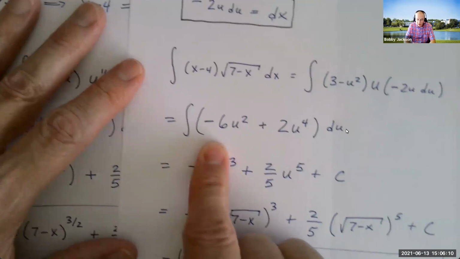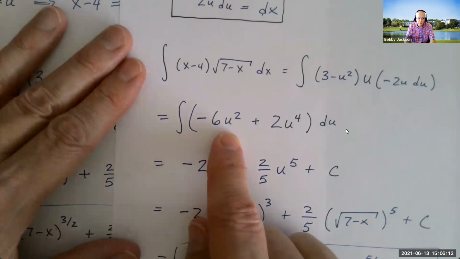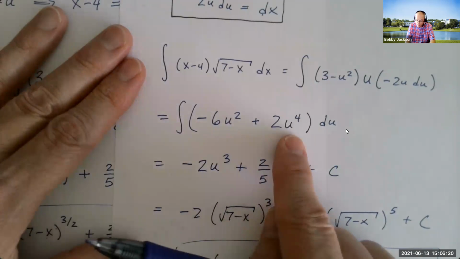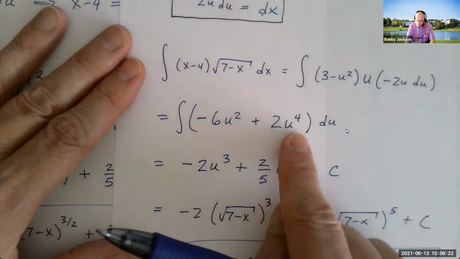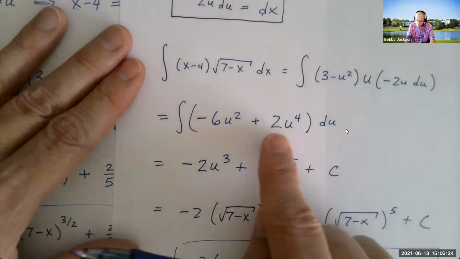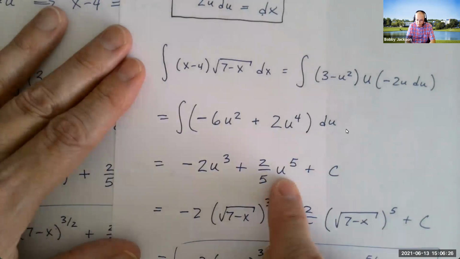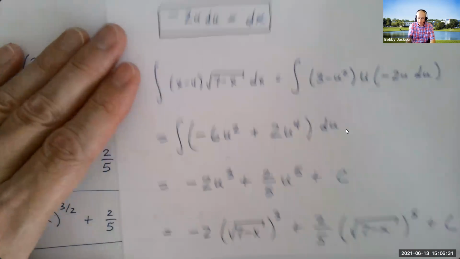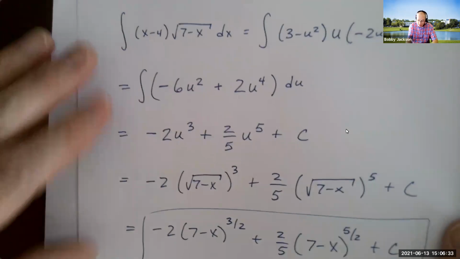All right. What's the antiderivative of -6u squared? Well, the antiderivative of u squared is u cubed divided by 3. 3 goes into 6 2 times, so I'll get -2u cubed. Antiderivative of 2u to the 4th is 2/5 u to the 5th, right? 1/5 times 2 is 2/5 u to the 5th. And there it is, right? Just simple polynomial antiderivative. And now I can replace u.